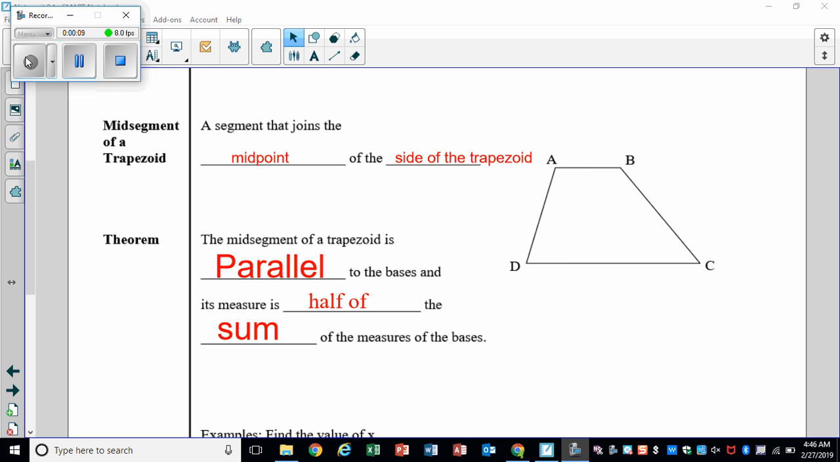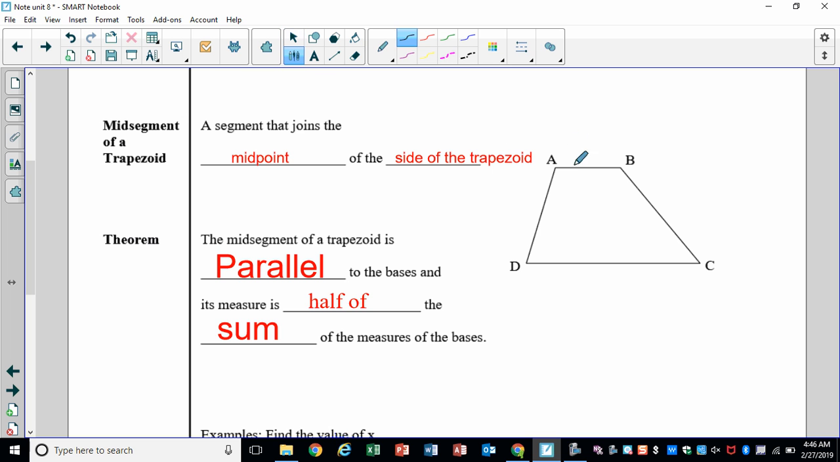So the last video you listened to from Mr. Sherbob ends right before he finished. He talks about the mid-segment of a trapezoid. So I am going to finish that today and then do day 5 or day 6 of the note. So what is a mid-segment? A segment that joins the midpoints of the sides of the trapezoid.